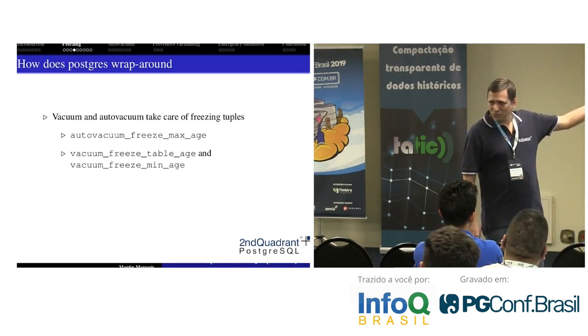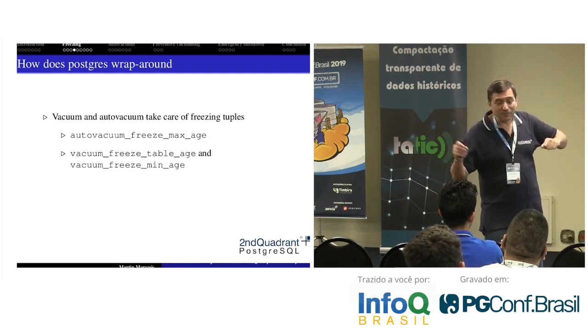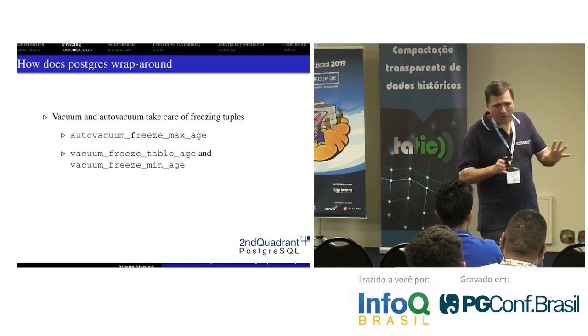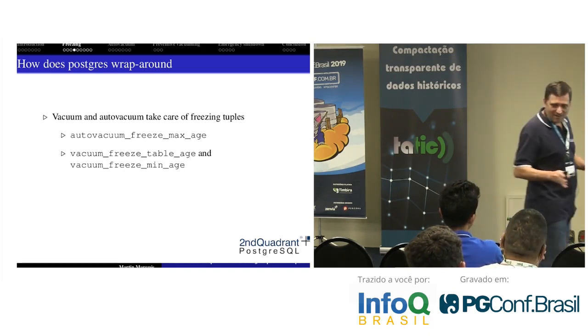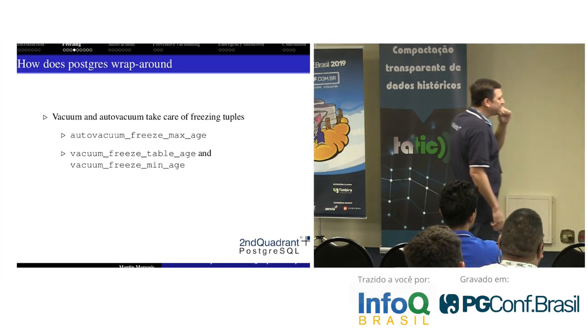So with 2 billion, how much do they have left until wraparound? Like 148 million transactions. So if you already got to 2 billion, how much do you have left?